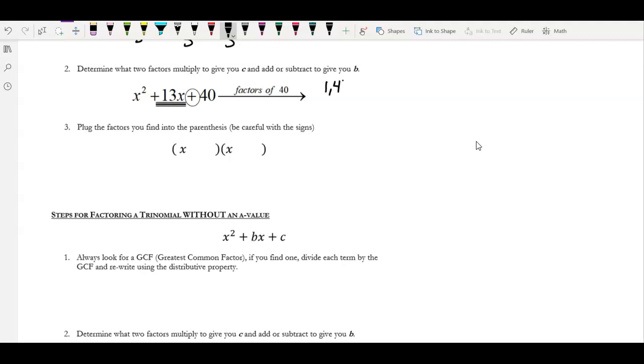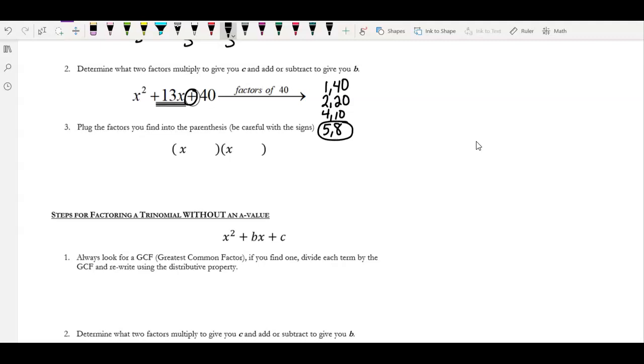So 1 and 40. The next number that goes into 40 is 2, so 2 and 20. My next number is 3, but 3 doesn't go in there. 4 does, so 4 and 10. 5 does, 5 and 8. 6 doesn't, 7 doesn't, 8 does, but you notice we're already at 8 here, so I know that I'm done. Whenever you get the same number twice or the two numbers are really close to each other, that means you found all your factors. Now I'm going to look at this list and see which ones add to give 13. The numbers that add to give me 13 are 5 and 8.